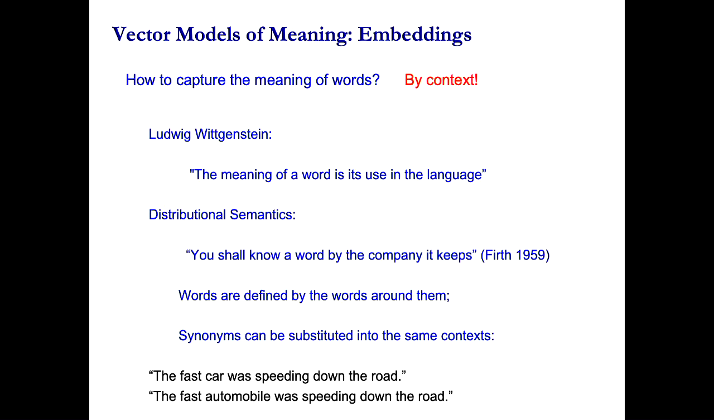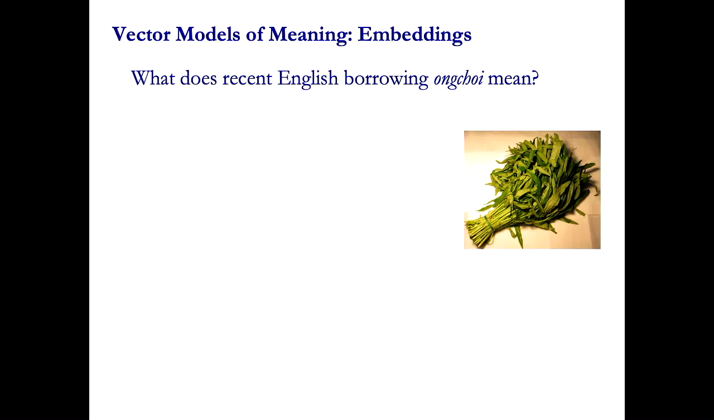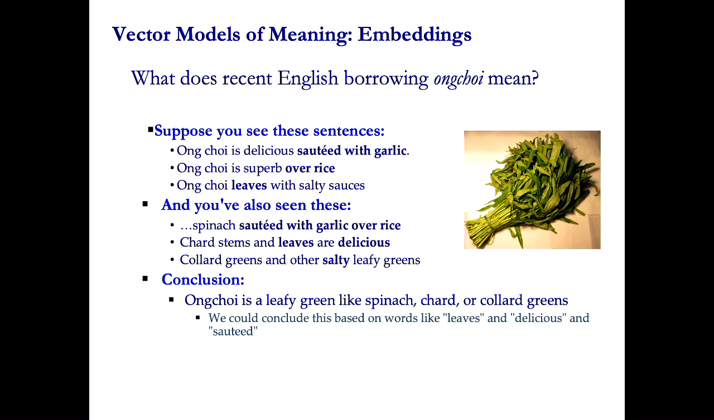Ong choi, it's a borrowing from Chinese. Suppose you see these sentences and you don't know what it means. Ong choi is delicious sauteed with garlic. Ong choi is superb over rice. Well, okay. Ong choi leaves. Ah, it has leaves. You start to get a picture for what this is. Spinach sauteed with garlic over rice.